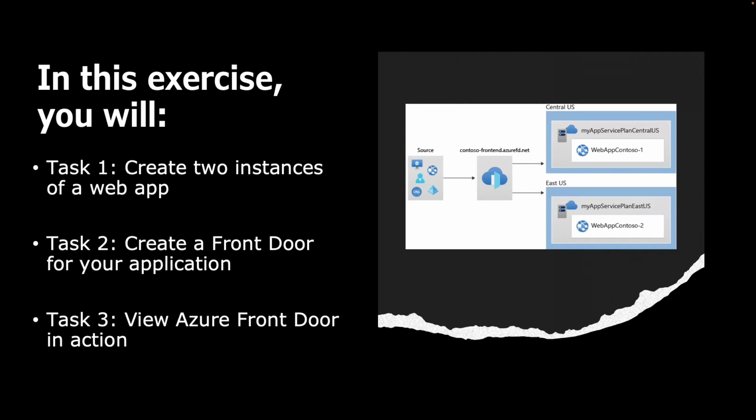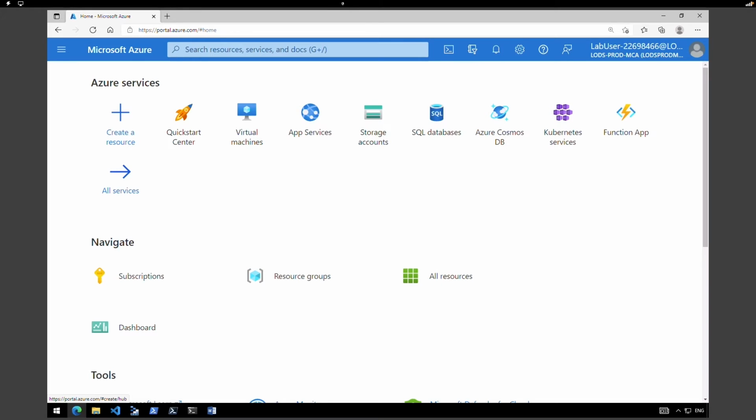This is an example diagram of what we are going to simulate using this lab exercise. The high-level tasks we are going to perform in this lab include creating 2 instances of a web app, creating a Front Door for the application which is running on this web app, and seeing Azure Front Door in action. So let's get started. First, go ahead and create 2 instances of a web app.